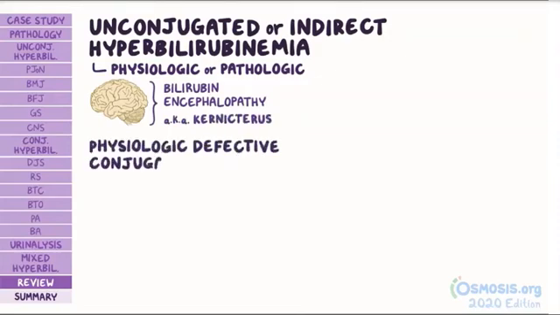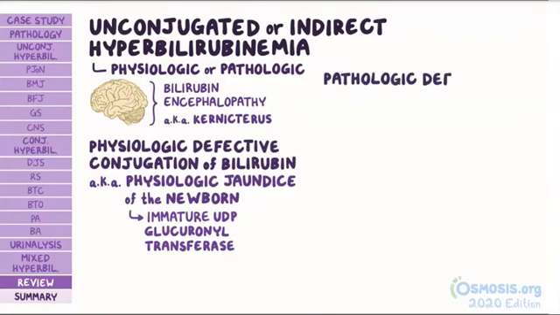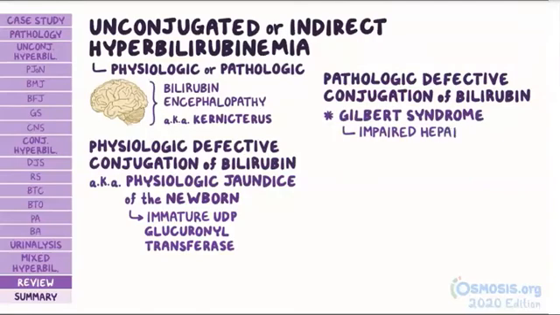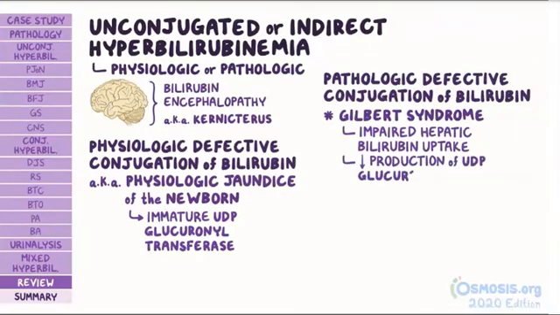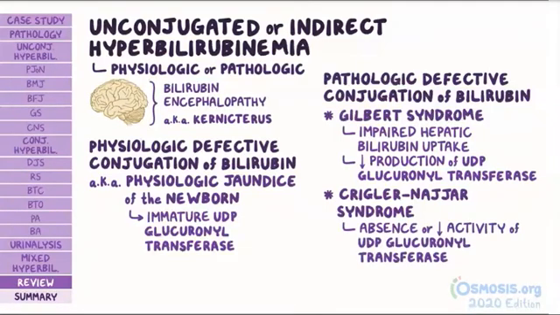Physiologic defective conjugation of bilirubin is also known as physiologic jaundice of the newborn, and it's due to immature UDP glucuronosyltransferase. On the other hand, pathologic defective conjugation of bilirubin is commonly seen in Gilbert syndrome, which is associated with impaired hepatic bilirubin uptake and reduced production of the enzyme UDP glucuronosyltransferase, and Crigler-Najjar syndrome, which is characterized by the absence or reduced activity of UDP glucuronosyltransferase.